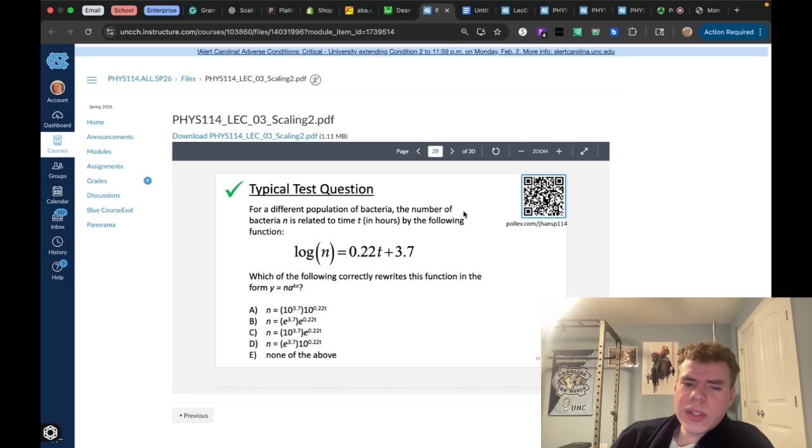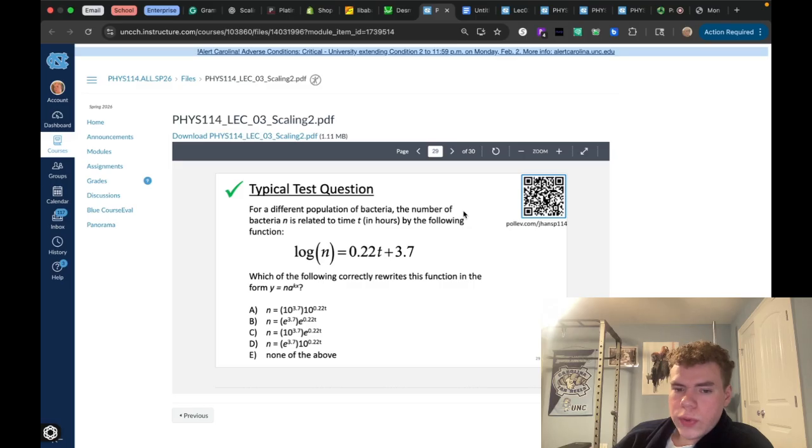But isn't something to the 10th power and something to the e, isn't that the same thing? Like, isn't something to like e? If I remember correctly, no, it's not. Yeah, I really don't know.